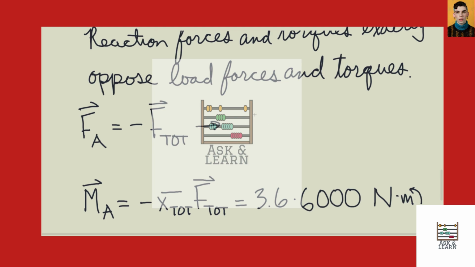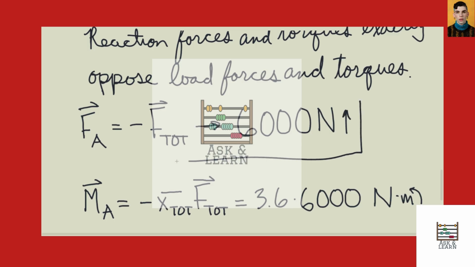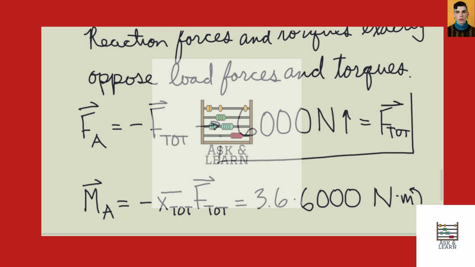We knew that the magnitude of our total load force was 6,000 newtons, but it was pointed downward. So our reaction forces have to exactly oppose those. So it will point upward. Actually, let's be strict here and write out the equality. And it is a vector. Let's box that.